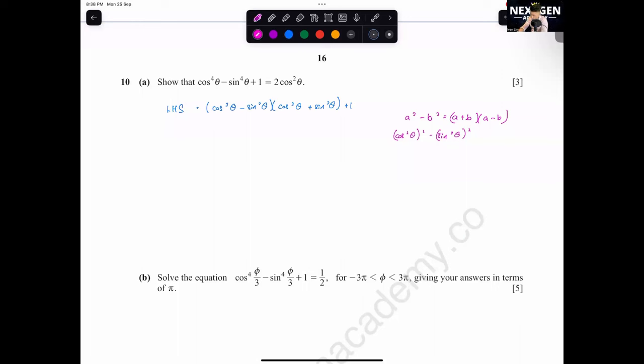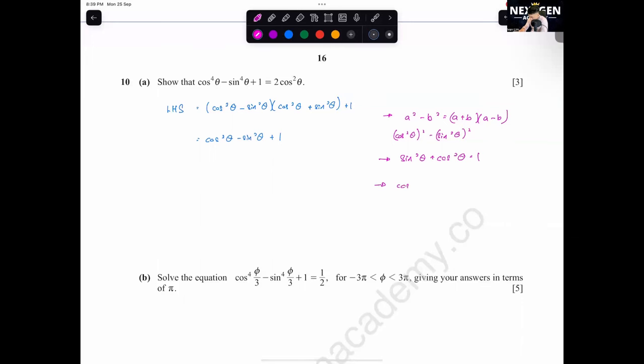Okay? Then sin square plus cos square. We know that sin square theta plus cos square theta equals 1. So this one will be equal to 1. So you'll be left with cos square theta minus sin square theta plus 1. What is cos square theta minus sin square theta? I want to change it to 2 cos square theta. So I change from here.